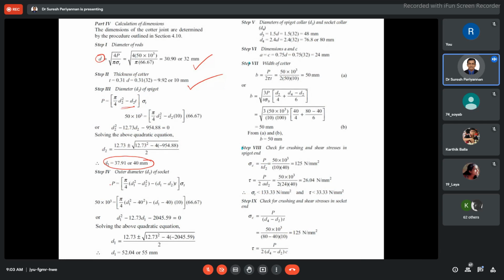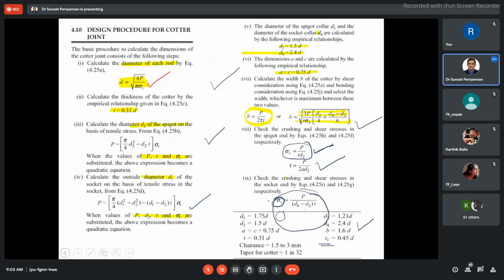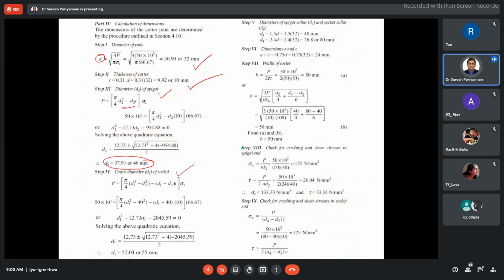Now I come to the outer diameter of the socket. This is the spigot, now I am coming to the socket. I am following this concept, these steps. Now I am in the socket. Socket load, tensile, based on tensile failure. This is the equation based on tensile failure. Then substitute the given values here. We know d2, we have already found it. We are going to find out only d1. Thickness we already know from the earlier step. Then we are able to find out this d1. D1 is equal to 55 mm.